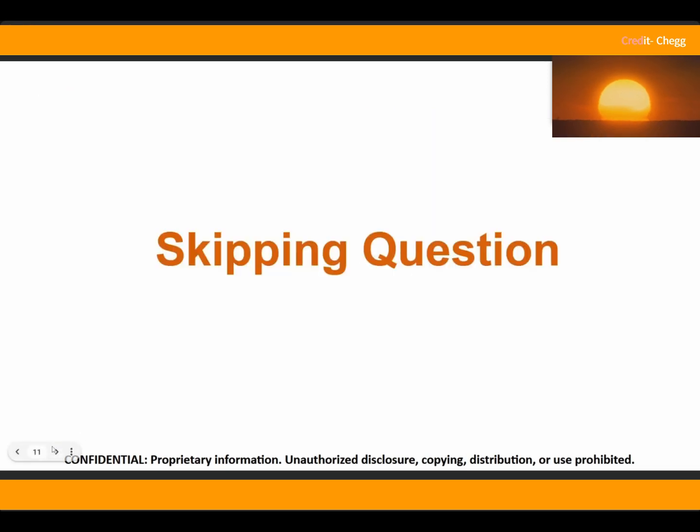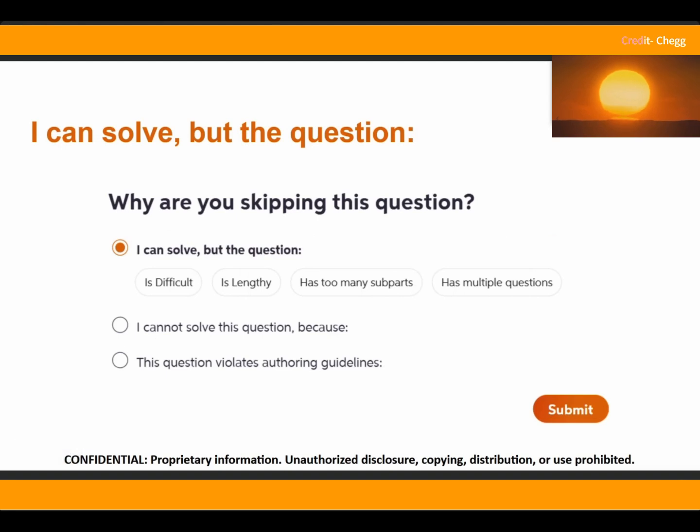Now let's discuss these questions: how we are going to skip the questions, and what the reasons for that are. As I mentioned, when you click on skip a question, a dialog box will appear. It will ask you why you are skipping the question. The first reason is that I can solve the question, but the question is difficult. If the question is difficult for you, then click on this button. Clicking on submit will get the question skipped and the next question will come on the window.